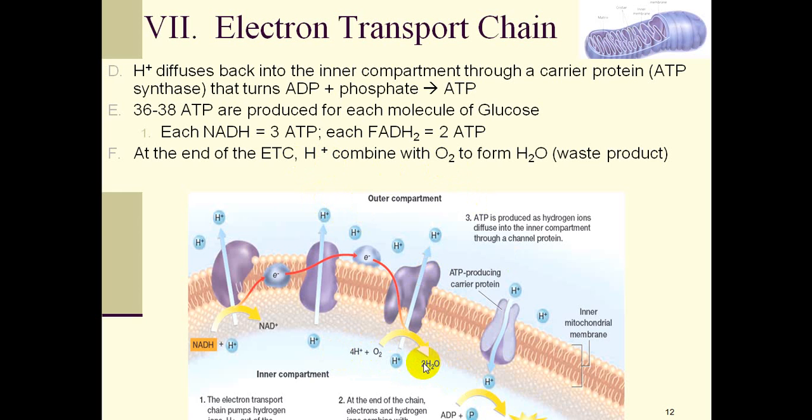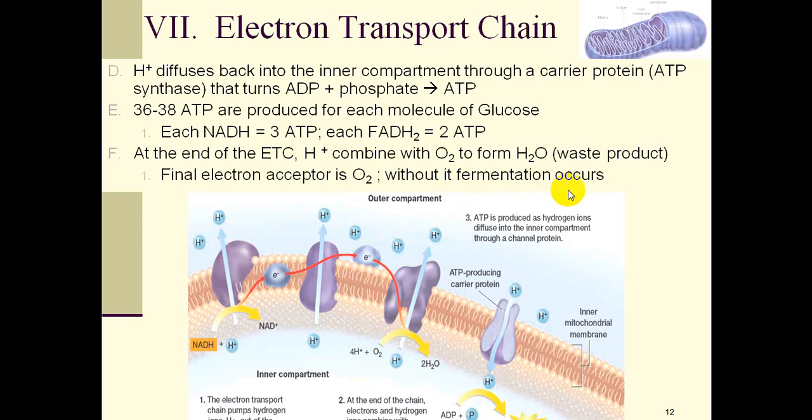So your final electron acceptor is oxygen, and that's very important. And then we'll make water. Without oxygen, it all backs up. There's nowhere for these electrons to go, and then fermentation will happen instead.